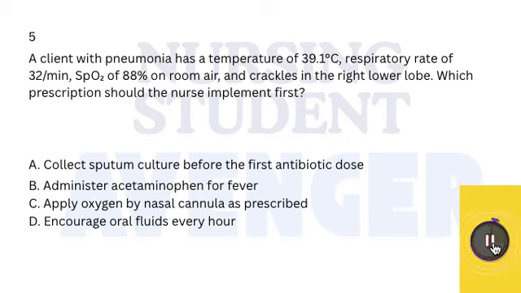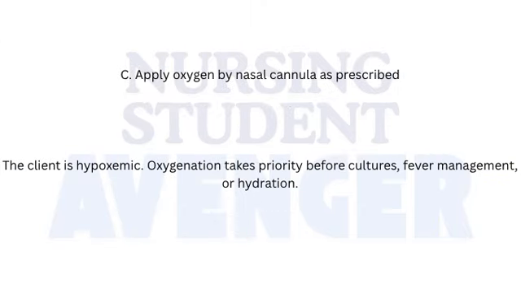So this is very important to determine the priority of this patient. With a patient who has pneumonia, the priority really is letter C, apply oxygen by nasal cannula as prescribed, because the oxygen saturation is already low. The client is hypoxic, as you see in the oxygen saturation. Oxygenation takes priority before cultures, fever management, or hydration.